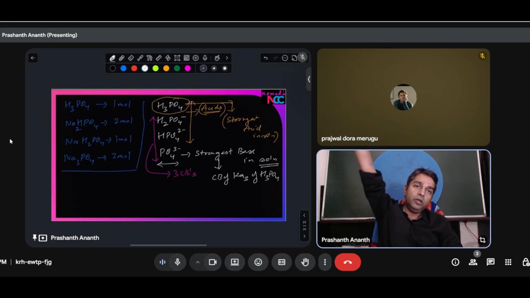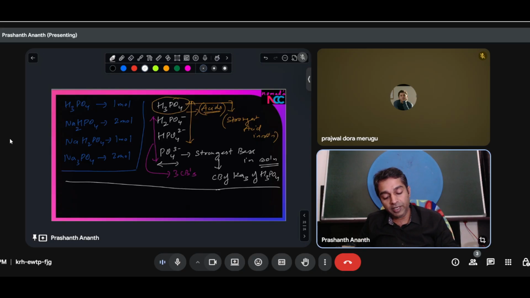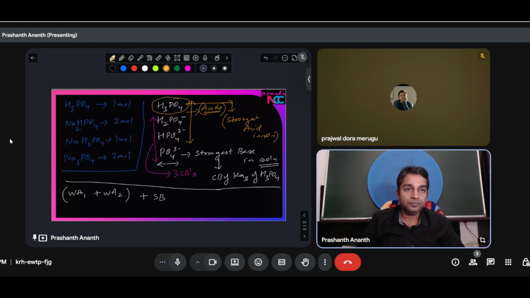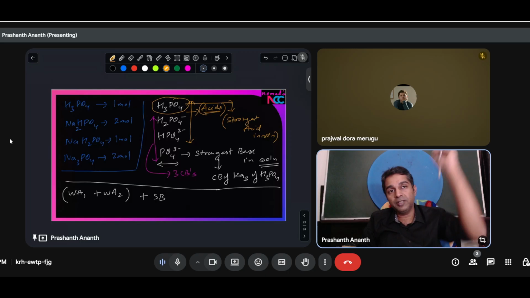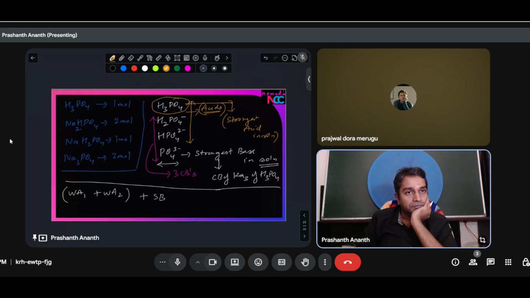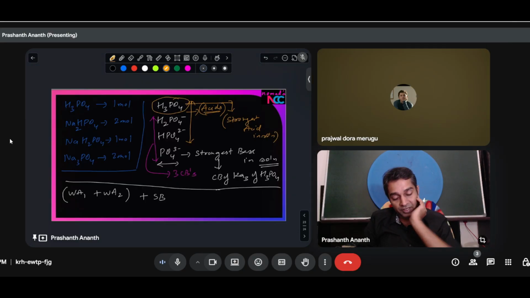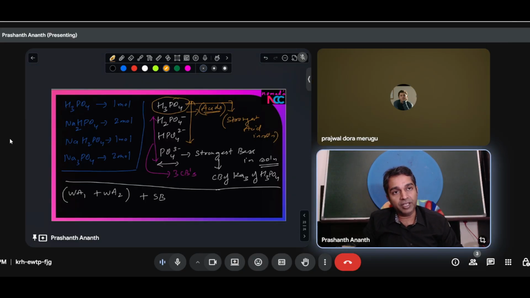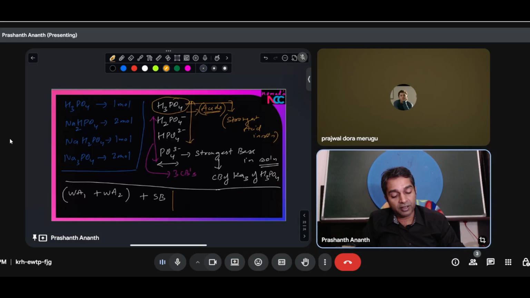if I am looking at a different type of solution containing 2 acids, weak acid 1 and weak acid 2, and I am adding a strong base to this, the strong base will react with which acid first? Is there a preference at all? No, sir. There is a preference because everything is mathematical, everything is equilibrium. So there will be a clear-cut preference.